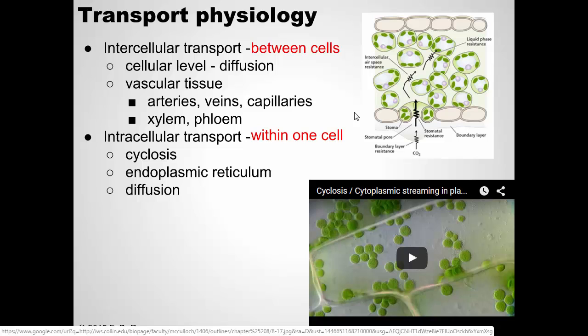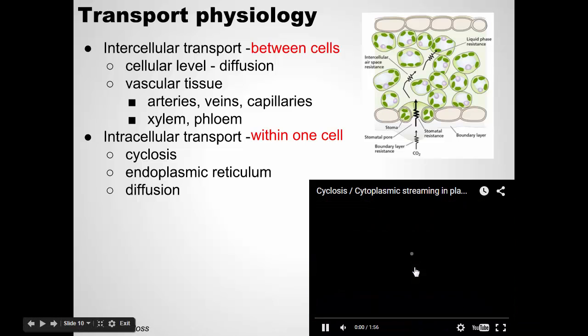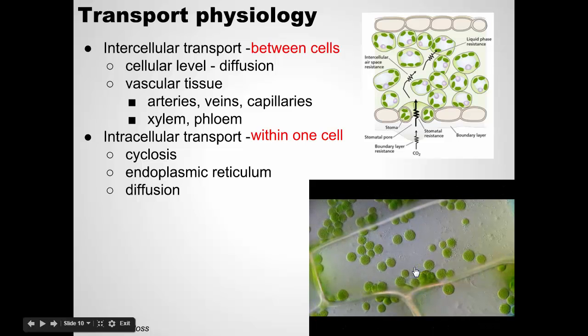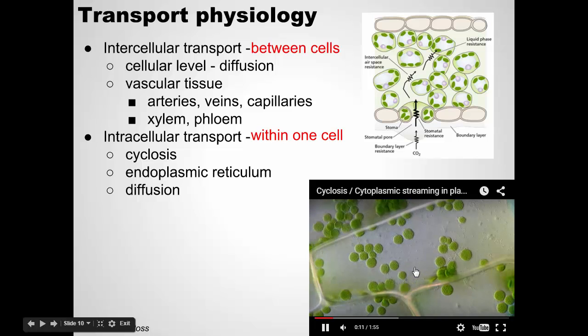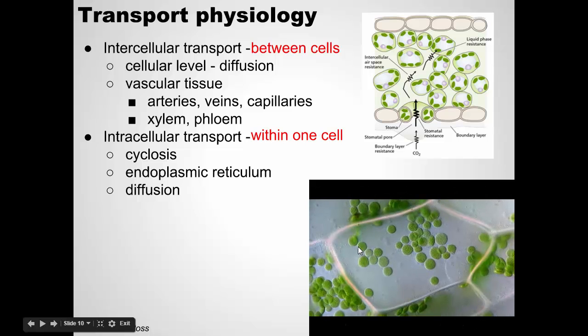Inside of cells, there is the process of cyclosis, which we talked about, which is the streaming of cytoplasm, okay? Where basically the cytoplasm can move, controlled by the cytoskeleton. And you can see in this video here, what are these green circles? Chloroplasts. Yeah, chloroplasts. And you can see them moving around through the cell as the cytoplasm moves.